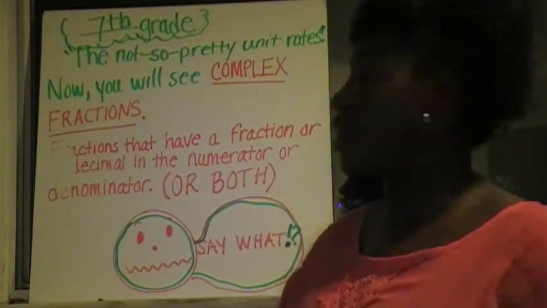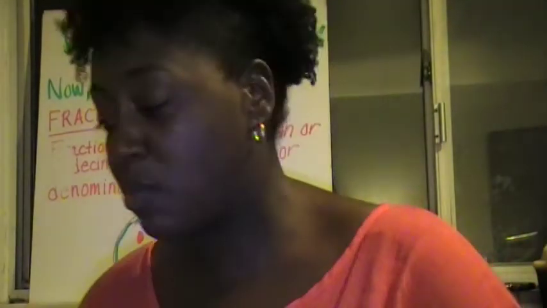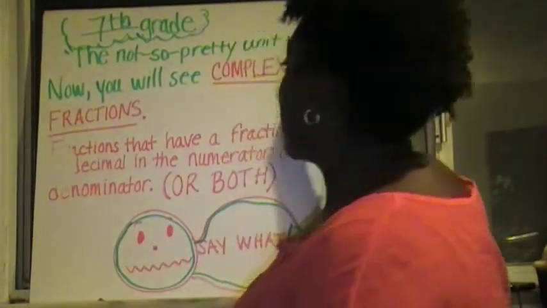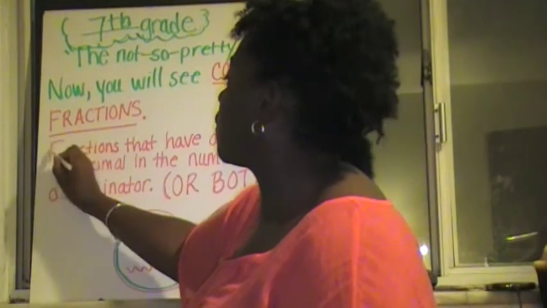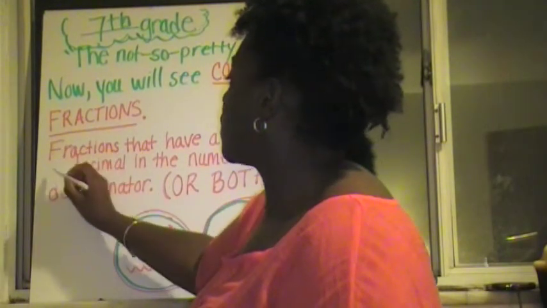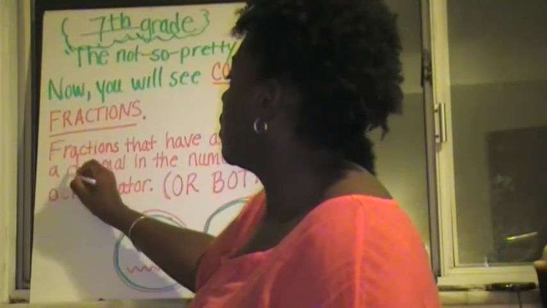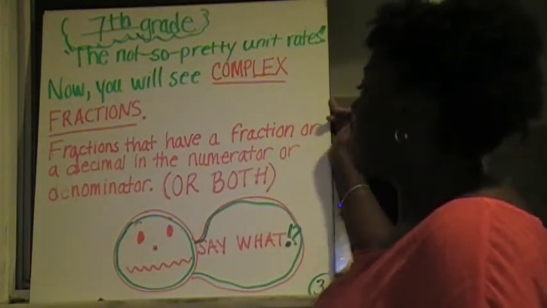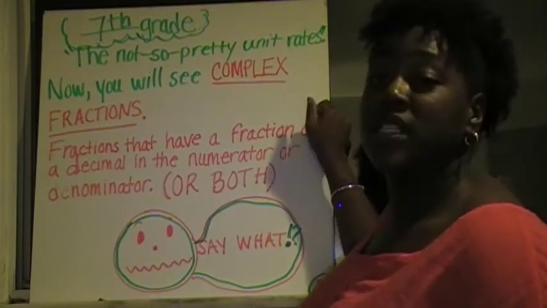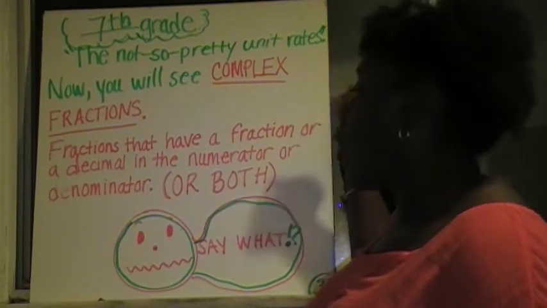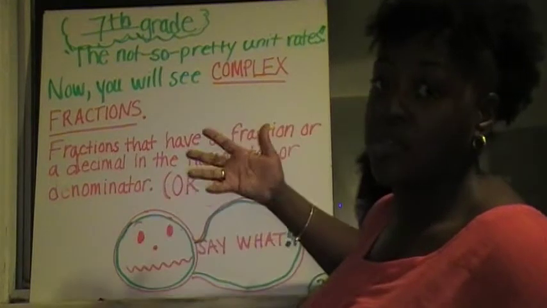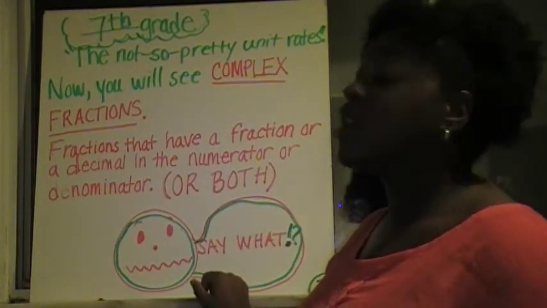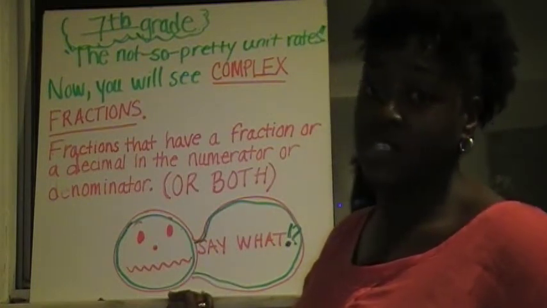This definition is very important, and I see a little bit rubbed off. So I'm going to grab my red marker and fill it back in for you. Complex fractions. Here's a definition for you. If we need to pause the video, we can pause it. So complex fractions are fractions that have a fraction or a decimal in the numerator or denominator, or in both the numerator and denominator. This face is saying, say what? Because you have not seen a complex fraction before.